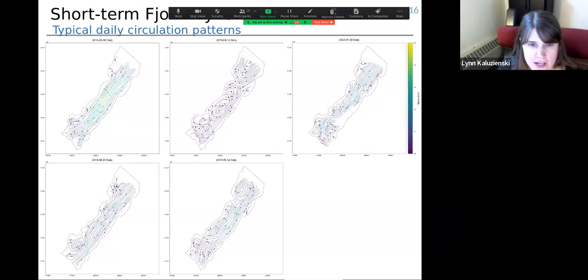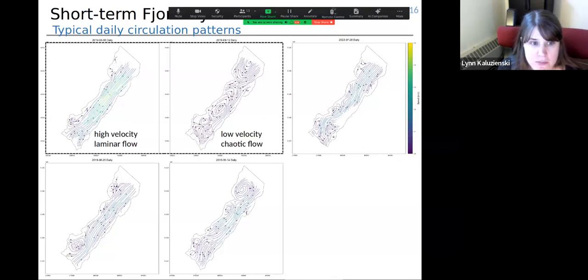A couple of patterns have really jumped out: on days of really high velocity, we have uniform flow, versus days when we have really low velocities, we're seeing a lot more eddies and kind of chaotic flow. The main thing to remember about this method is that this is just surface flow. So these vectors don't really reflect what's happening at depth.